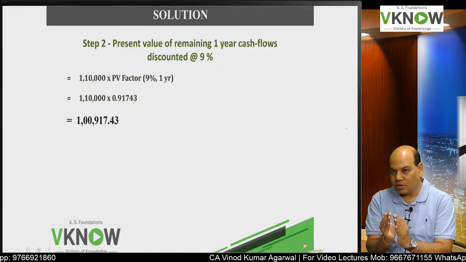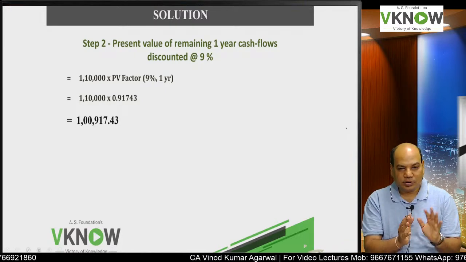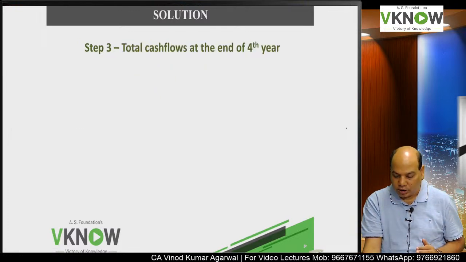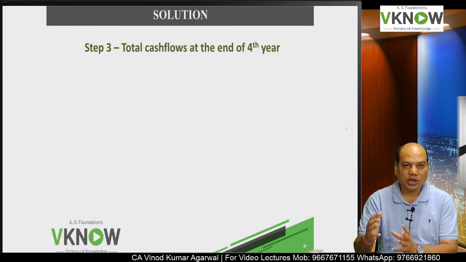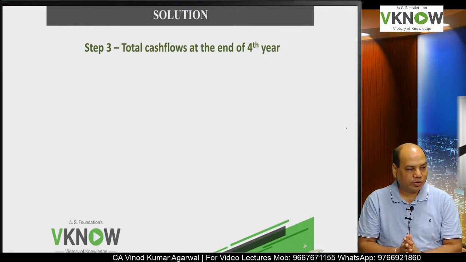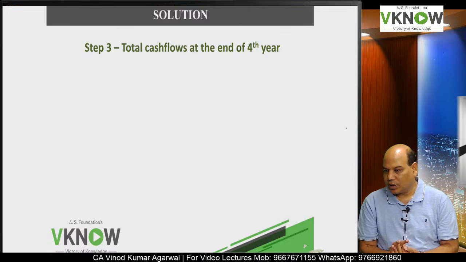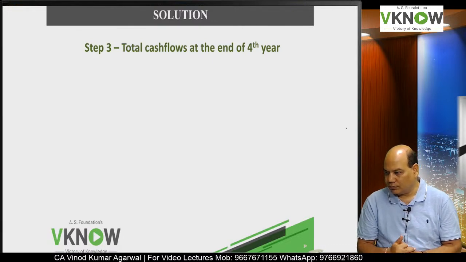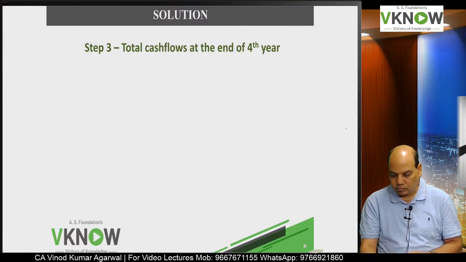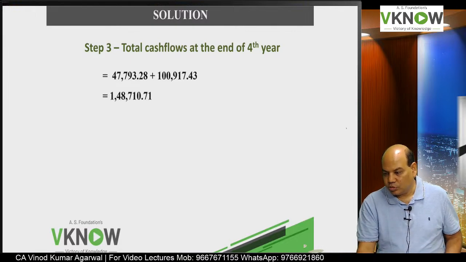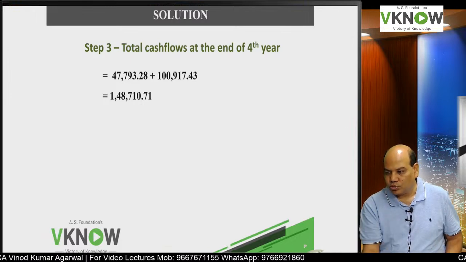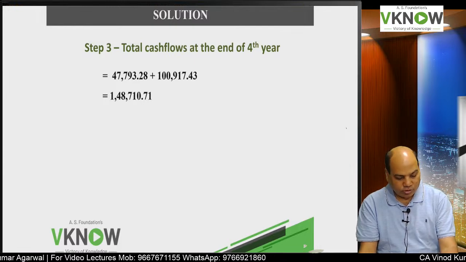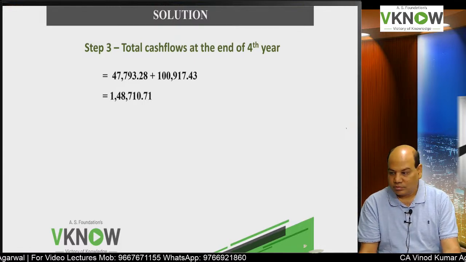So add these two numbers: the future value of coupon plus present value of remaining cash flow. That will give you the total cash flow at the end of 4th year. So step 3, total cash flow at the end of 4th year. Total cash flow would be the sum of the previous two steps.